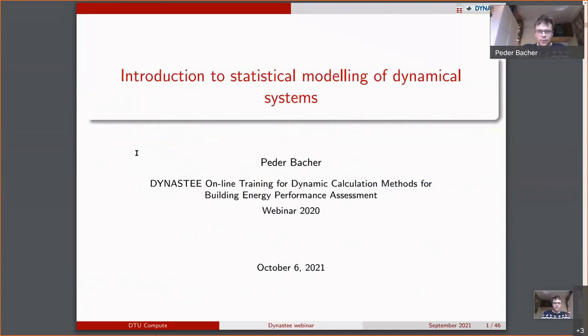Right. So what I'm going to present to you today is an introduction to statistical modeling of dynamical systems. I don't know your background, but I think it can be very varying, so I'll try to take it as if you had some engineering background and have had some course on statistics. Now let's see how we can use statistical modeling techniques for dynamical systems and time series analysis. That's what we call it.